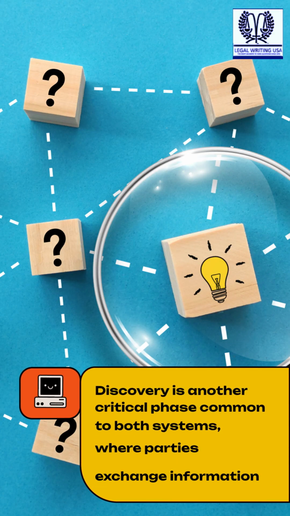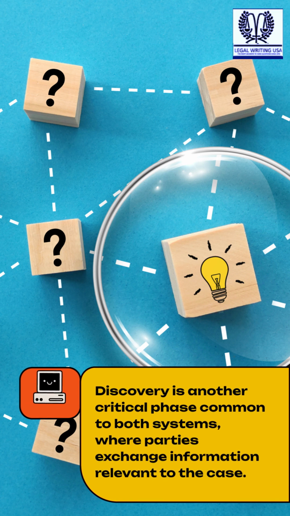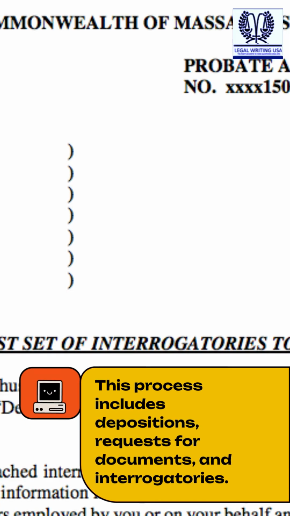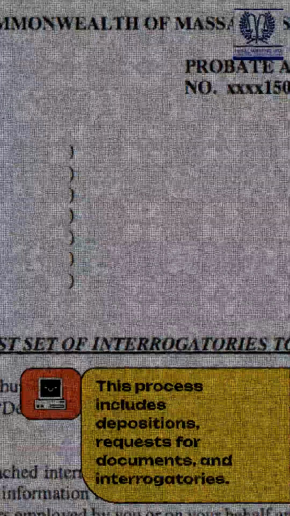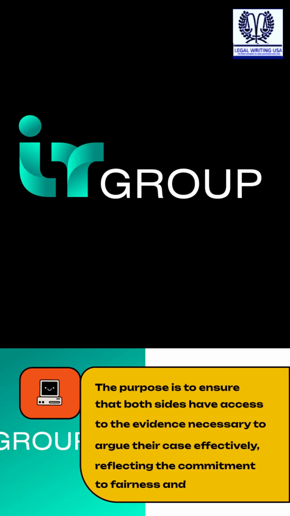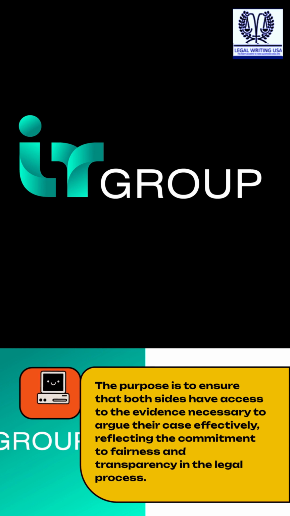Discovery is another critical phase common to both systems, where parties exchange information relevant to the case. This process includes depositions, requests for documents, and interrogatories. The purpose is to ensure that both sides have access to the evidence necessary to argue their case effectively, reflecting the commitment to fairness and transparency in the legal process.